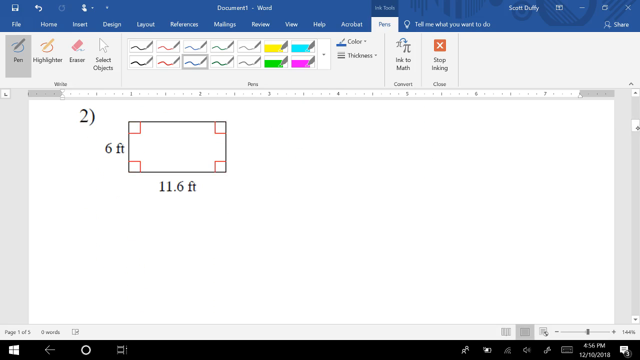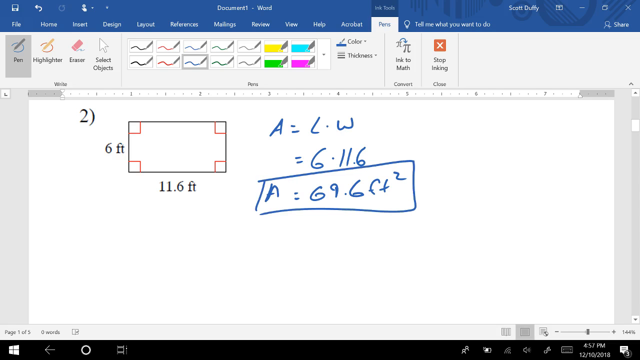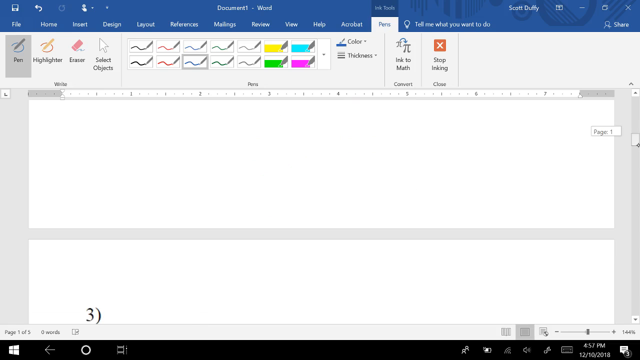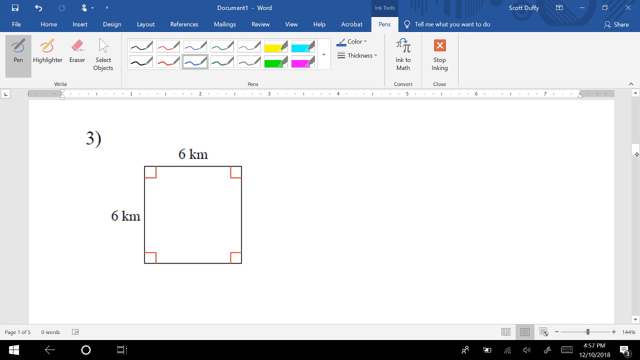Number 2, length times width, which is 6 times 11.6. 69.6 square feet. This is the easy stuff. It's on the back page that it's a little bit harder. Number 3, same thing. That's a square. 36 square kilometers.